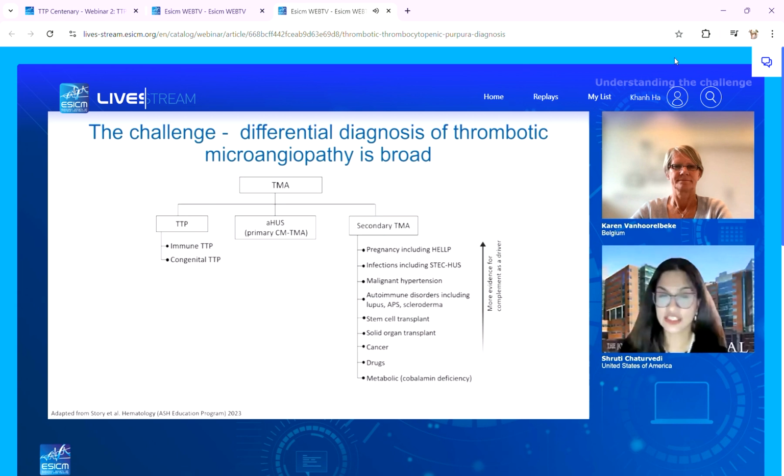In addition to immune and congenital TTP, which this webinar will focus on, there is also the primary complement-mediated thrombotic microangiopathies, also called atypical hemolytic uremic syndrome, and a host of other secondary thrombotic microangiopathies that occur in the presence of an inciting condition, be it pregnancy, infections, hypertension, autoimmunity, transplantation, cancer, or medications.